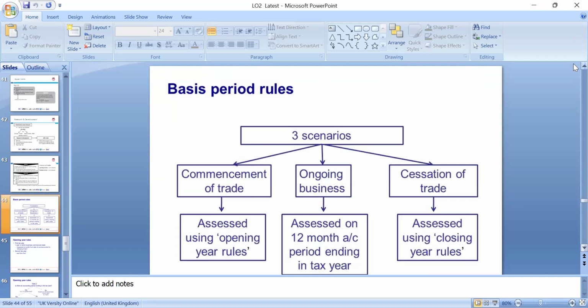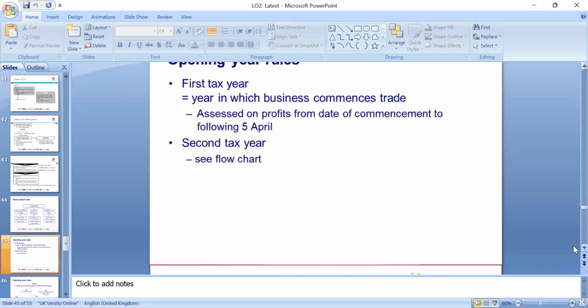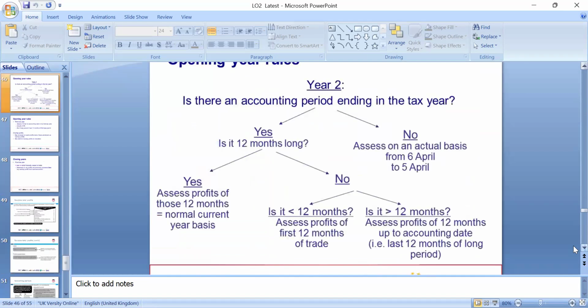So basis of the period rules, yes, three scenarios: the commencement of the trade, using the opening year rules, ongoing 12 months, and when you cease your business, you have to apportion when you cease dates. You have to look around the tax. So the first year tax is the year in which the business commences the trade, and we assess the profit made from the date of commencement of the business to the following 5th of April, and the second tax year, see the flow chart, which we can look around, two years if there is an accounting period ending in the tax year, so we can look around.